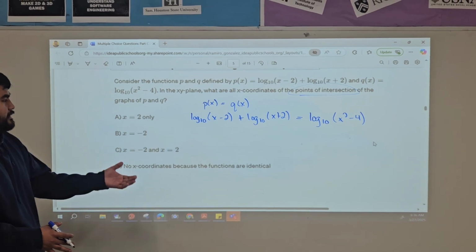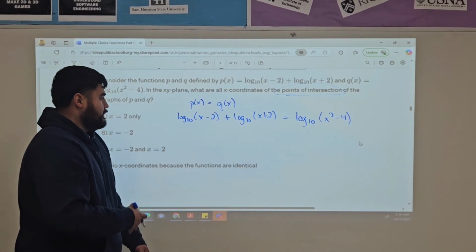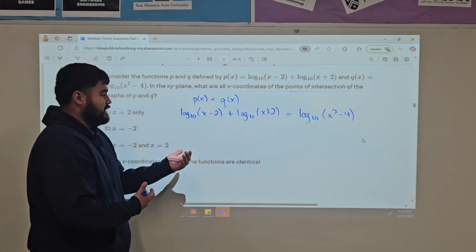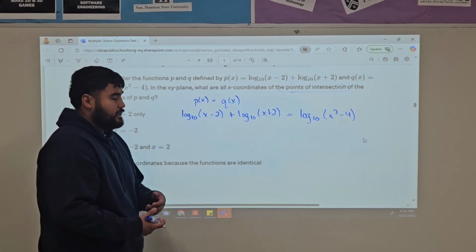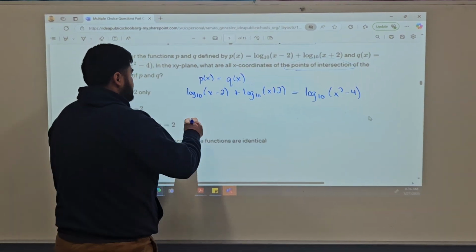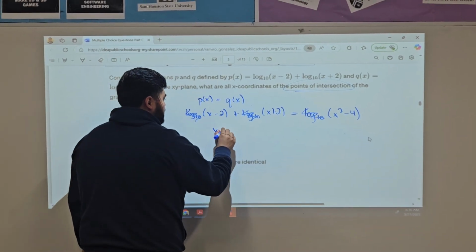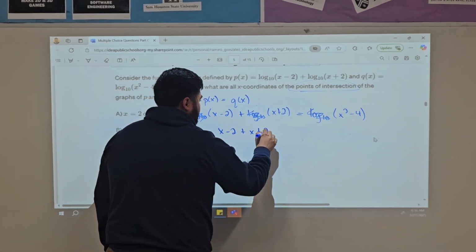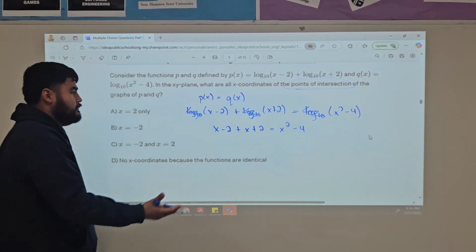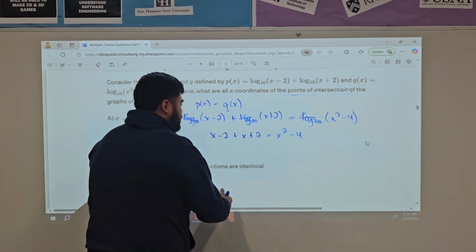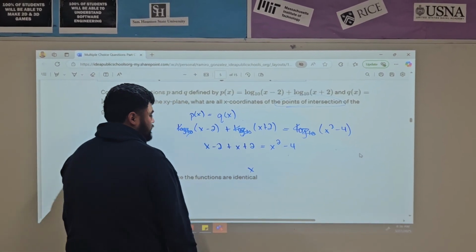Anyways, you're going to notice that on the left and on the right, you have a log involved. Now the question should be, do all the logs have the same base? And the answer is yes. So that means if it's on the left and on the right of the equal sign, you could just get rid of them. You don't need them anymore. So basically you're left with x minus 2 plus x plus 2 equals x squared minus 4. And all you do is just solve this equation until you get a value for x, okay?